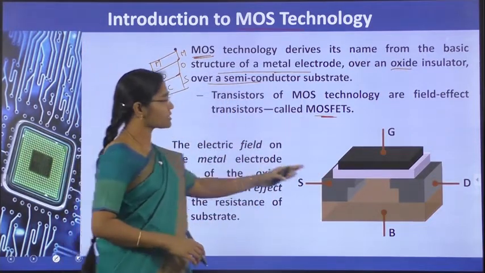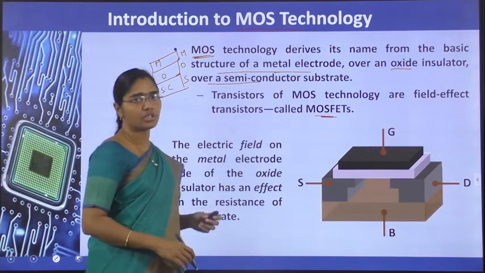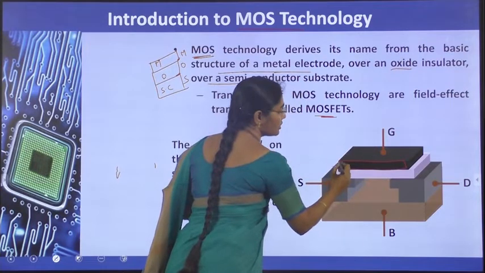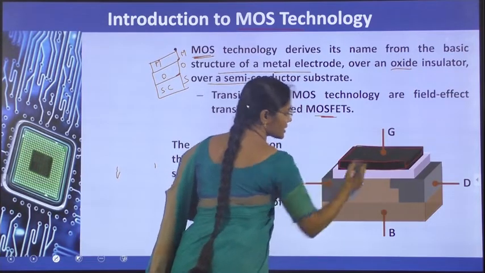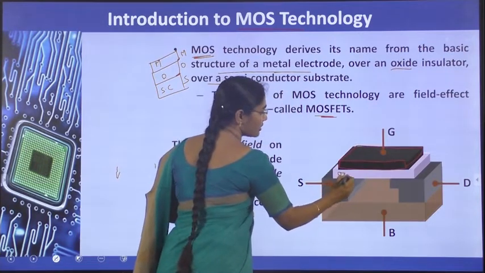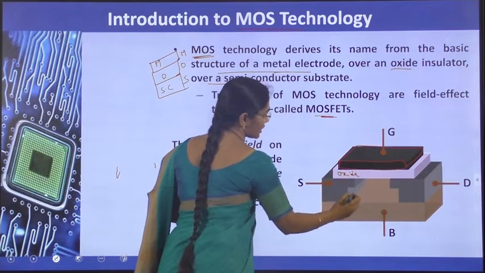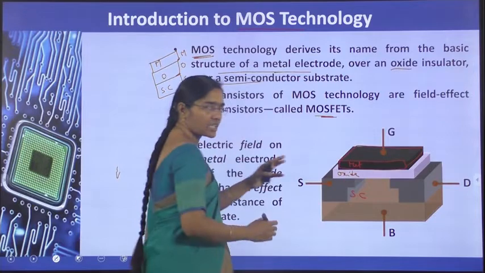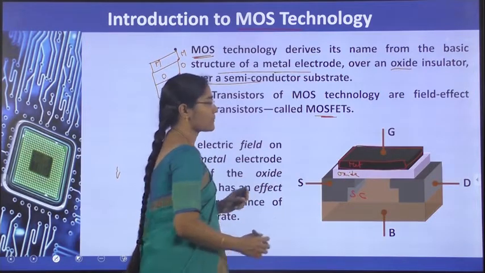Its structure is represented by using this figure. See here, this is the first layer, the metal layer, then the oxide layer, and then the semiconducting layer. It is the metal oxide semiconductor structure.